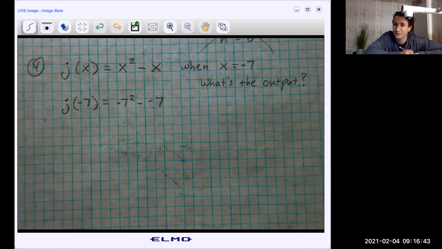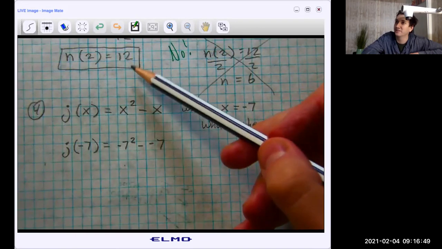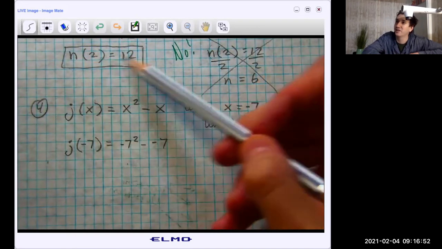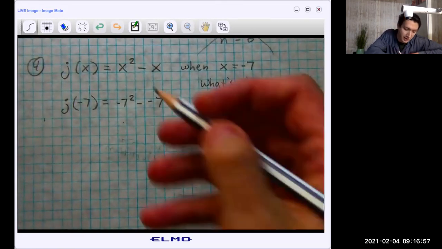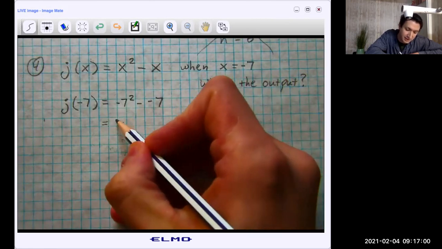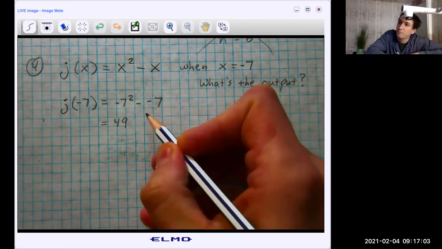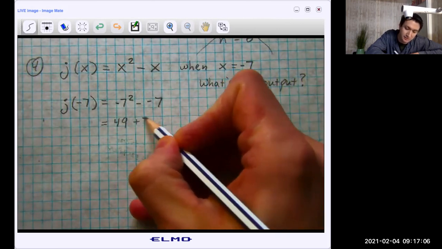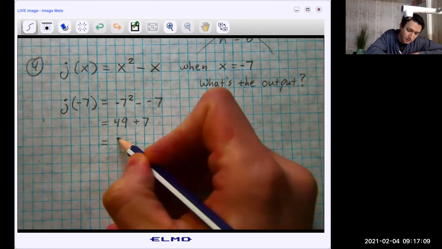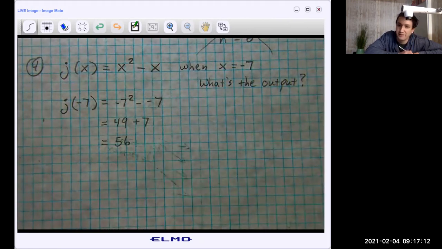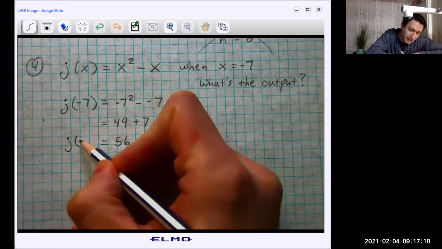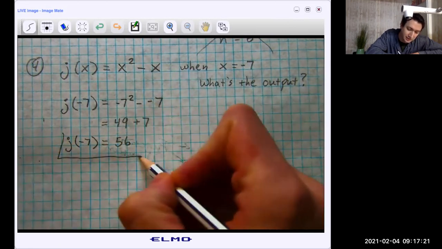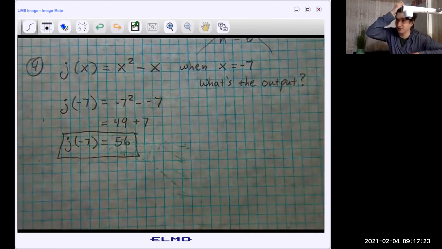Ooh, Georgia, that's in function notation. Well done. That's the thing too, when we get to our answer, we always want our answer to look like this, because it shows us a lot of stuff. It shows us the function, the input, and the output. So let me finish this one. -7 squared, -7 times -7 is positive. Minus negative is the same as just plus. So what do we get? We got 56. Yeah, and remember though, you want to write everything here. We want to say j of -7 is 56, or j of -7 gave us 56.